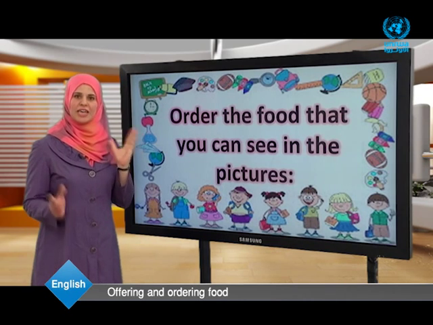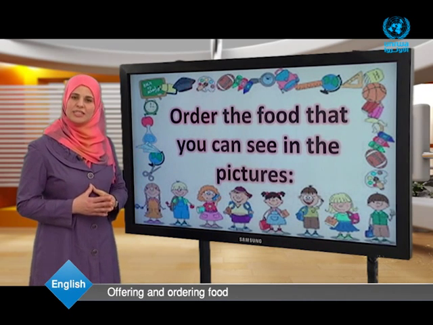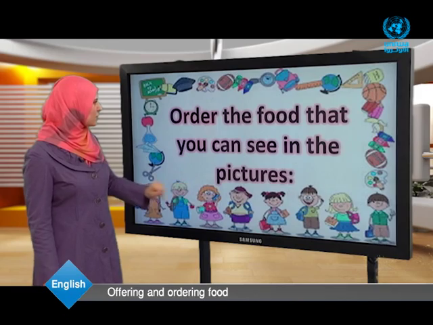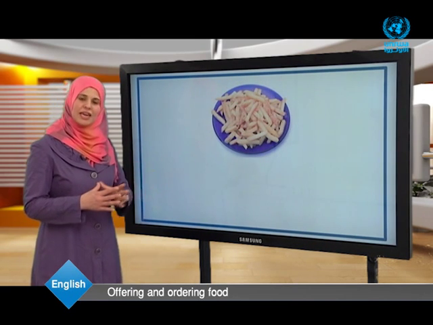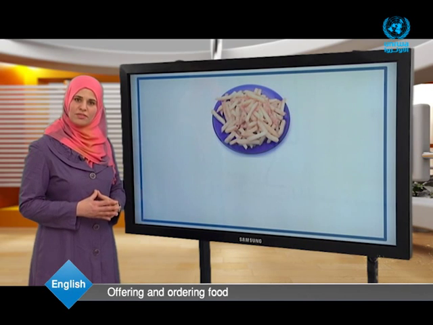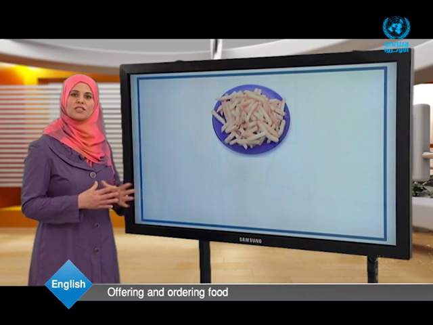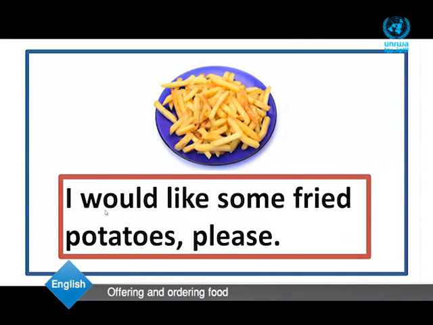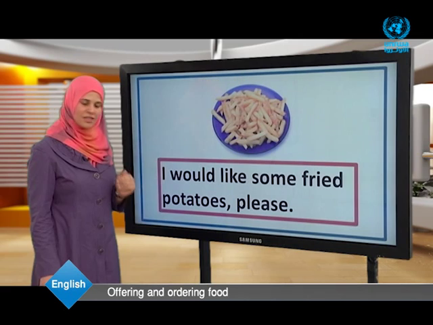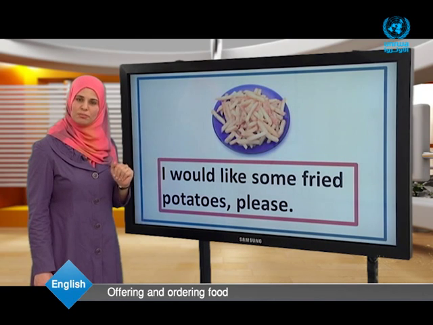see in the pictures. Again, order the food that you can see in the pictures. Let's have our first picture. Here we have some chips, or let's say fried potatoes. So, order this food. Brilliant. The answer is, I'd like some fried potatoes, please. I'd like some fried potatoes, please.